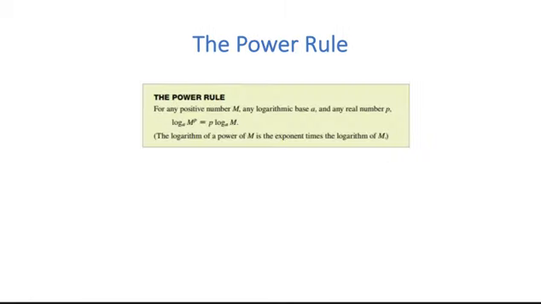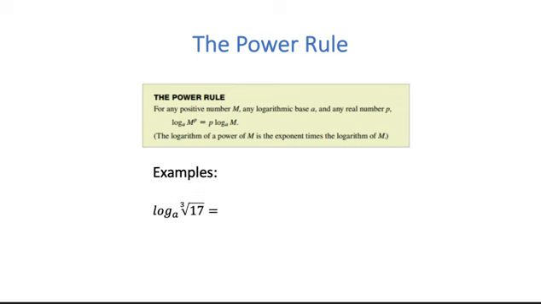Okay, the next rule is the power rule. So the power rule says if we have positive numbers m and log base of a and any real number p, the log base a of m to the p is equal to p times the log base a of m. Let's look at how that works.